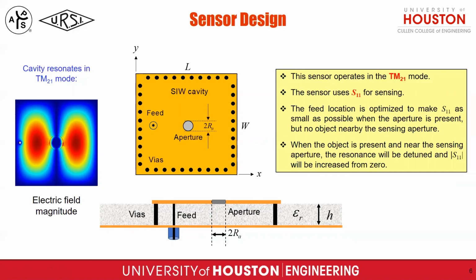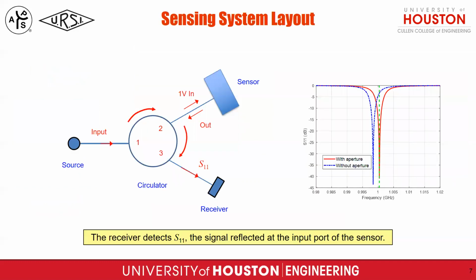We use the S11 for sensing. The basic idea is we optimize the feed location to match the impedance, so the S11 can be as small as possible. It's close to 0. And then if there is an object near the sensing aperture, it will detune the resonance, and the S11 will increase from 0. So we use the magnitude of S11 for sensing.